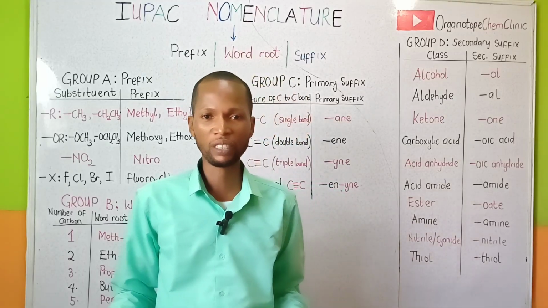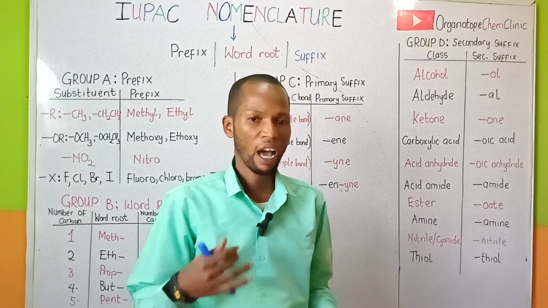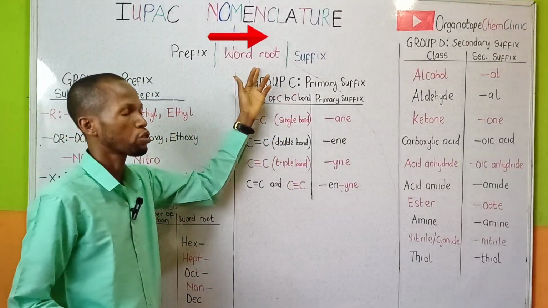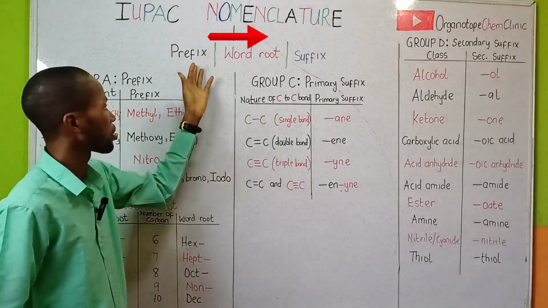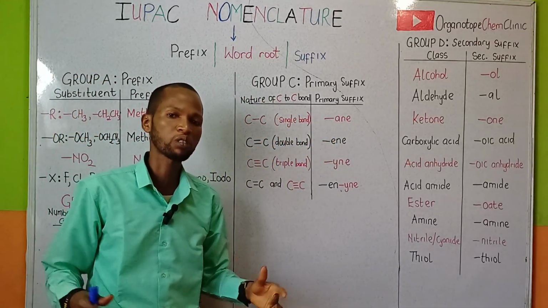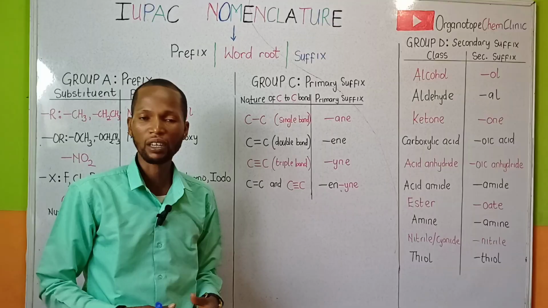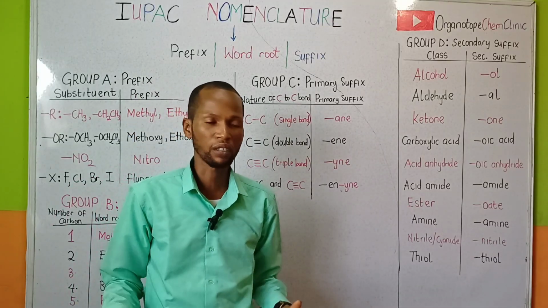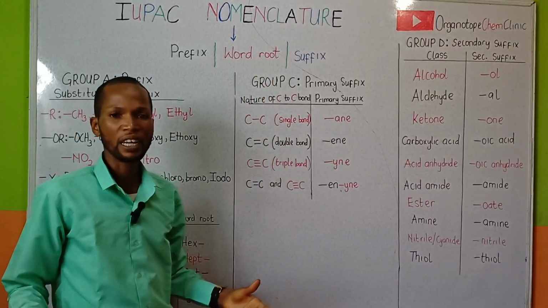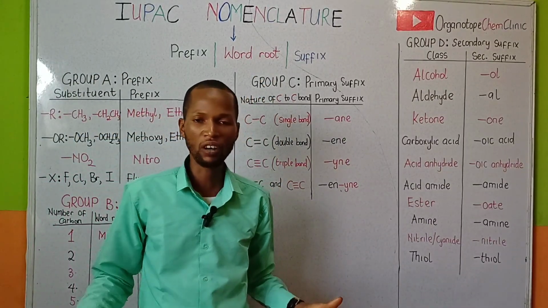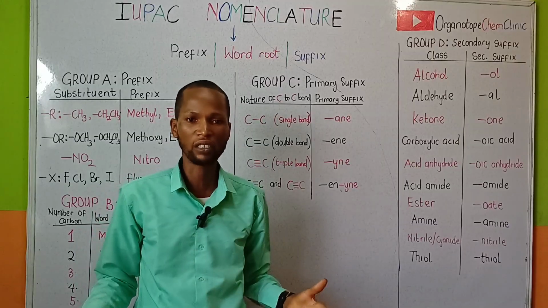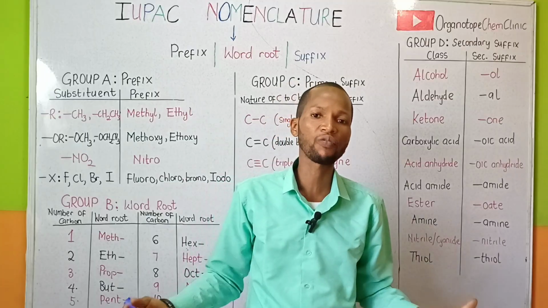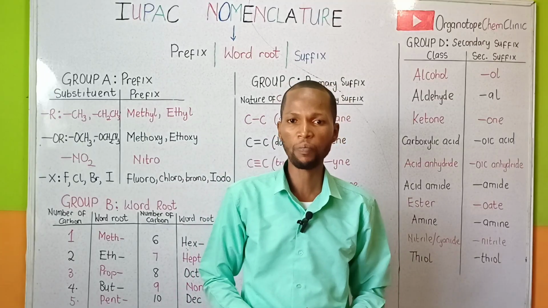Now, the first thing we need to understand is that the order has a particular pattern, which is prefix, word root, and suffix. The prefix is also known as the substituent group in the organic compound, or the side chain that you have linked to the carbon skeleton. The word root indicates the carbon skeleton in the organic compound, that is the longest continuous carbon chain, while the suffix reflects the functional group or the functional name in the compound.